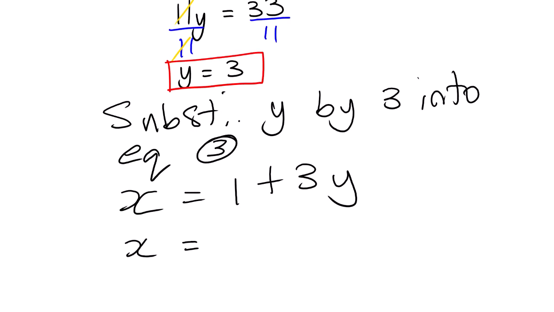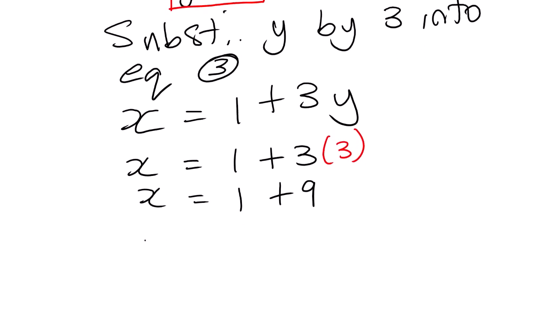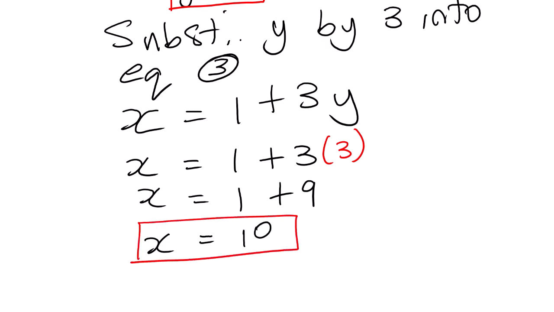So x equals 1 plus 3, we substitute by 3. Our solution, x equals 1. 3 multiplied by 3 is 9. Then 1 plus 9 is actually 10. So our solution, y is equal to 3. I hope you got this one correct.